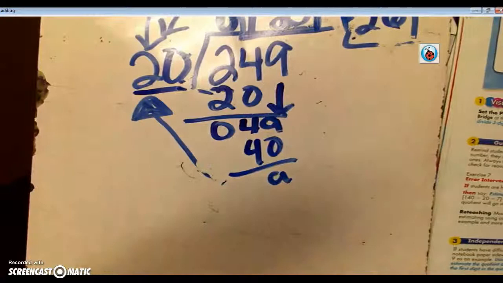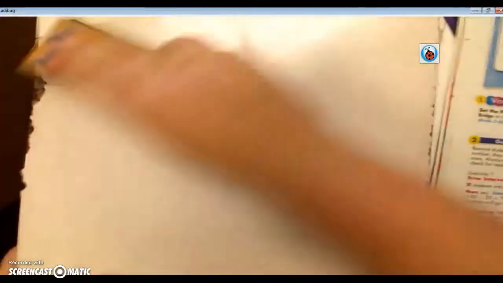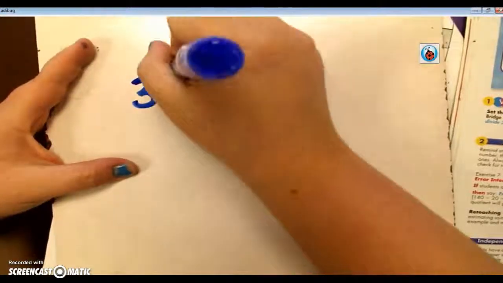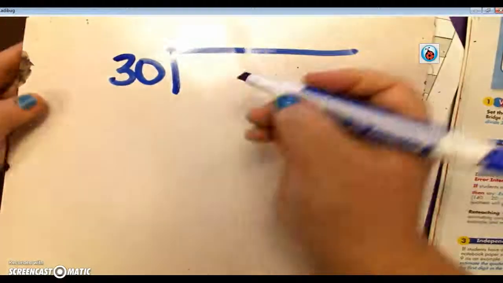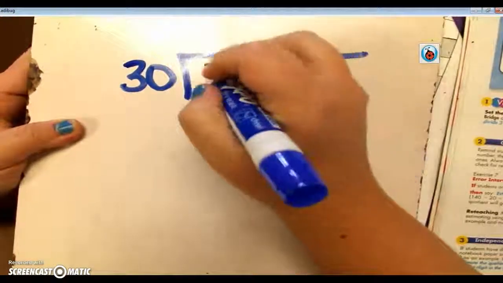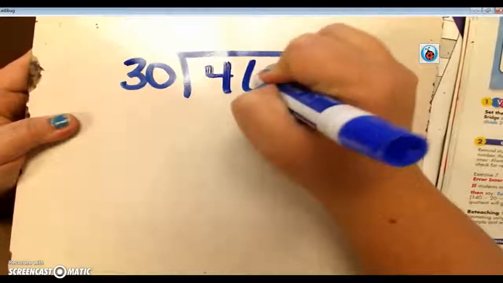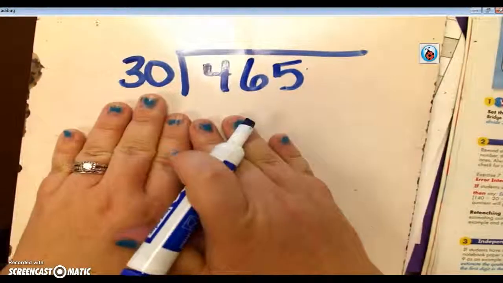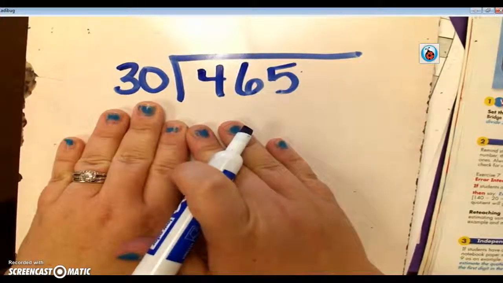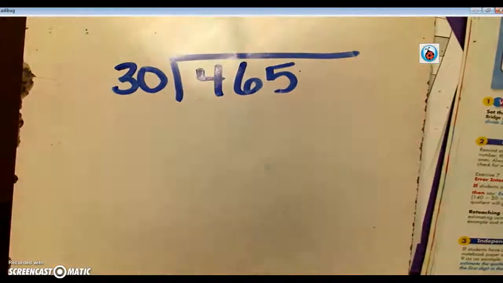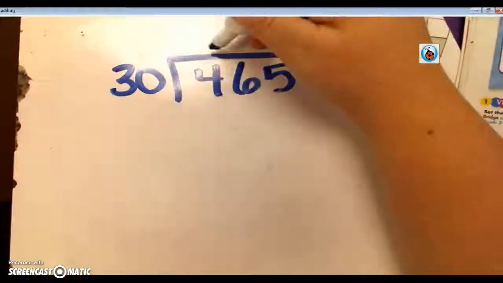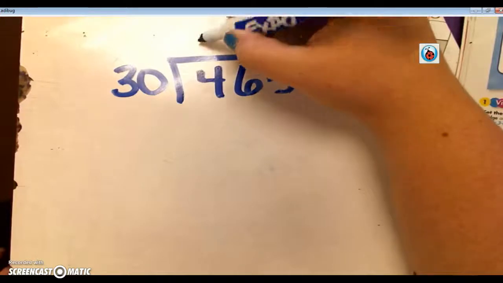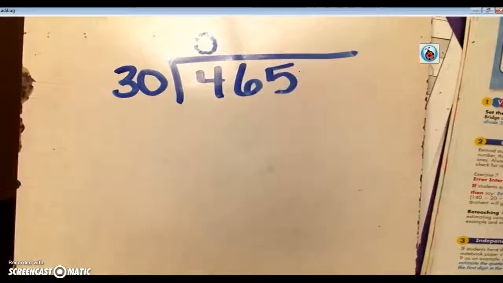Alright, let's try one together. So if I have 30 as my divisor, and inside the box is 465. Okay? I follow the same steps. I just have 2 digits out here instead of 1. I just have a 2-digit divisor. Does 30 go into 4? No. Do I have to put that 0 above 4? I don't have to, but I can. Okay? So you can put that 0 there if you want to.